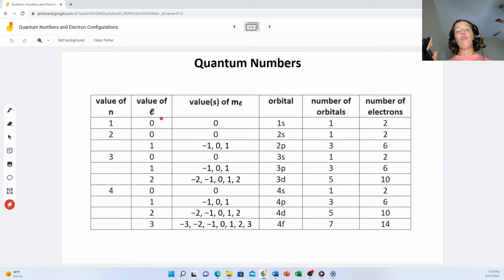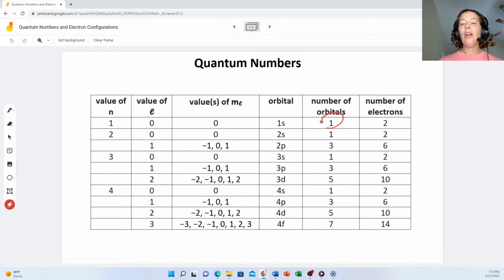Now we're going to go to M sub L. And if you remember, M sub L runs from negative L to positive L. Well, when L is 0, we don't say negative 0 or positive 0. M sub L is also one value. It is simply 0. Now, what does this mean in terms of the orbital? It means there is one orbital, there is one orientation. This orbital is actually the 1s orbital.